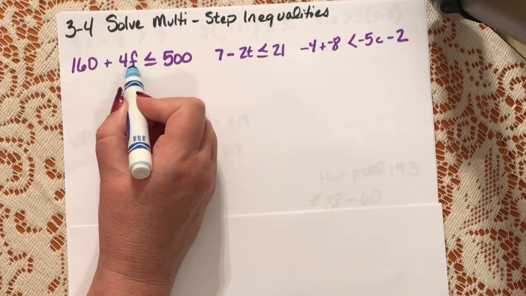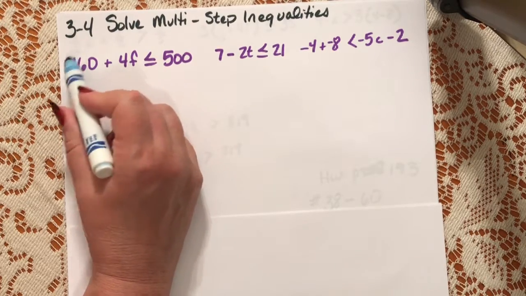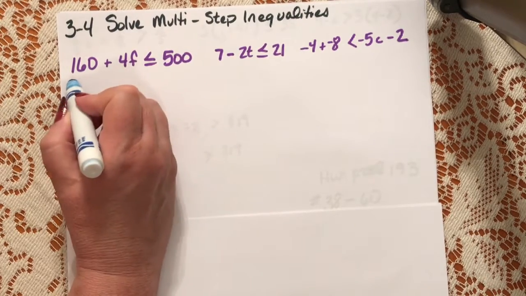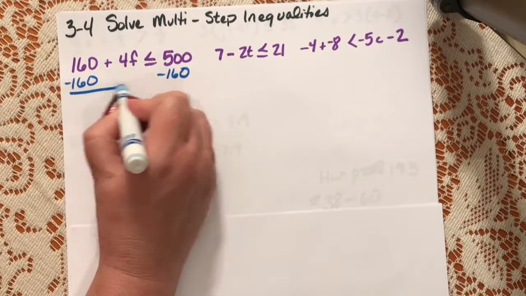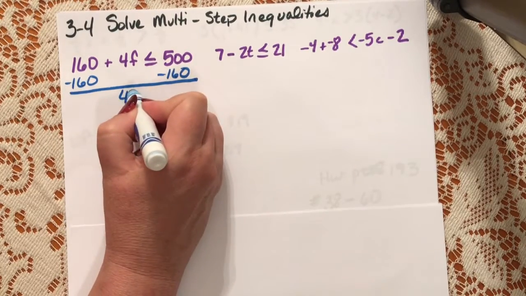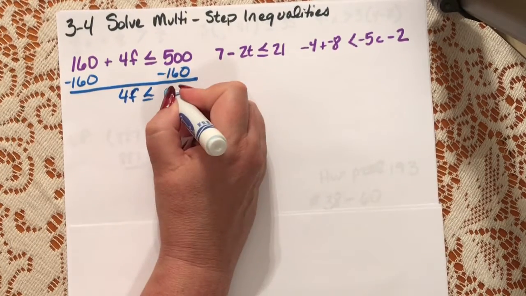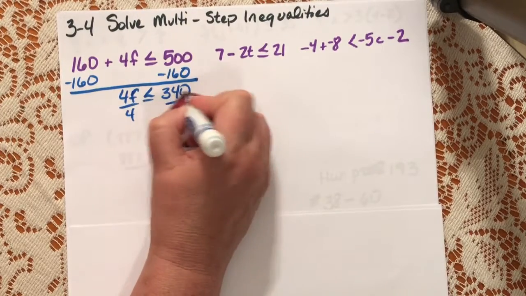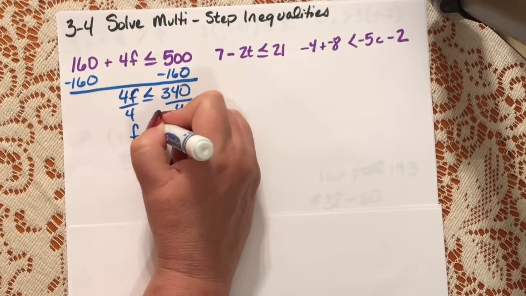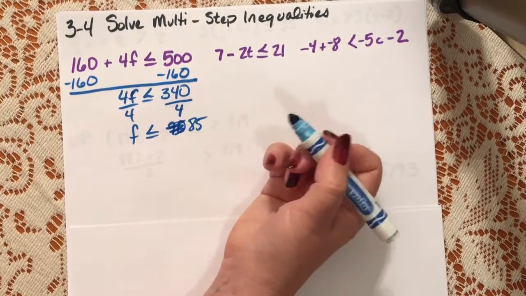Here we have a 4 multiplied to our f and 160 added to our f, so we're going to get rid of this that's completely not connected to the f first. We're going to subtract 160 from both sides. And we have 4f is smaller than or equal to 340. And we divide both sides by 4. And we get f is smaller than or equal to 85.